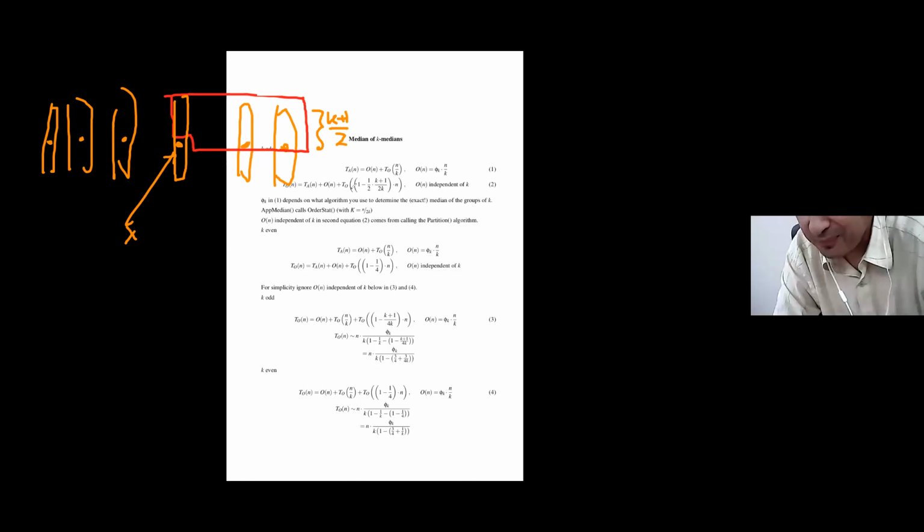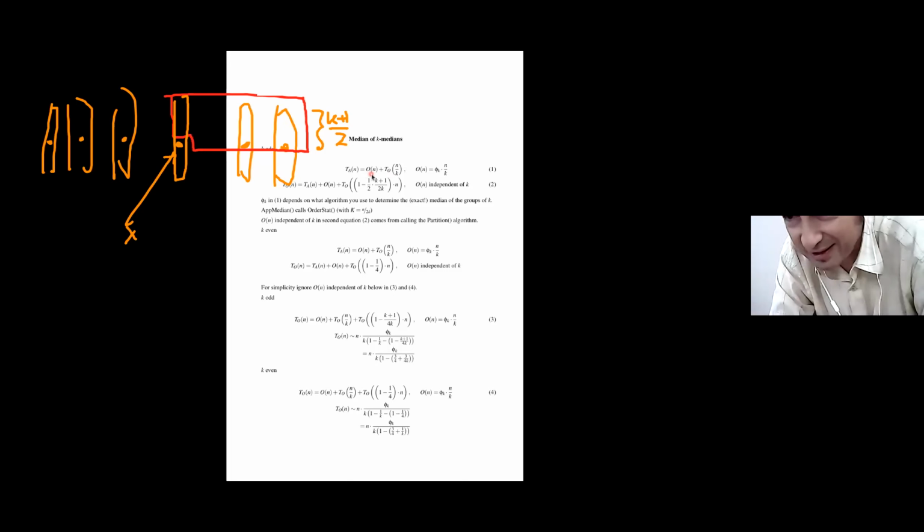Okay, so the formula for the approximate median remains, except that you now have groups of size k, so you have T of n over k, and this O of n, I said it, but for later reference, this O of n will be the effort that you make to determine the medians of these groups.